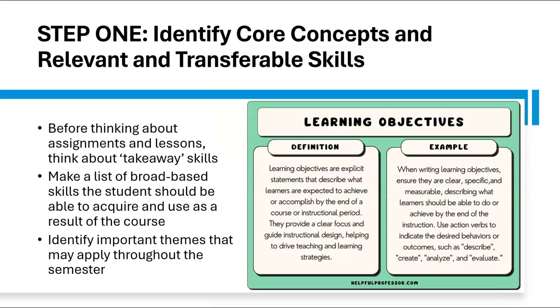Recognize the hierarchy when creating or modifying outcomes. Overarching institutional outcomes guide course outcomes. Course outcomes guide learning or module outcomes. Course outcomes are the big picture.